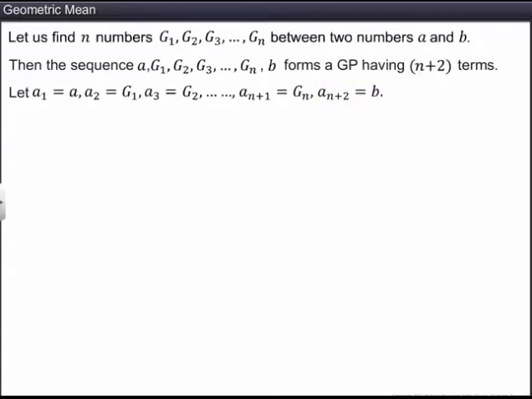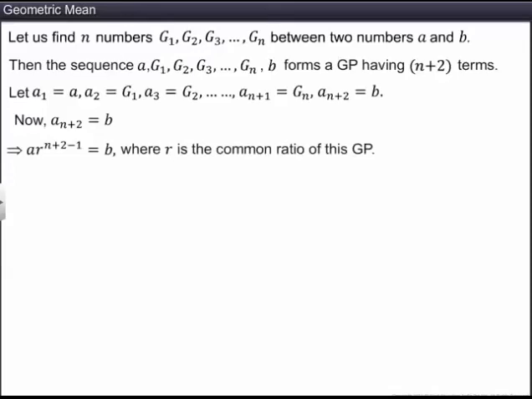Now n plus 2th term is b. This implies a into r raised to the power of n plus 2 minus 1 is equal to b, or a into r raised to the power of n plus 1 is equal to b, or r raised to the power of n plus 1 is equal to b upon a. This implies that the common ratio r is equal to (b upon a) whole raised to the power of 1 upon n plus 1.